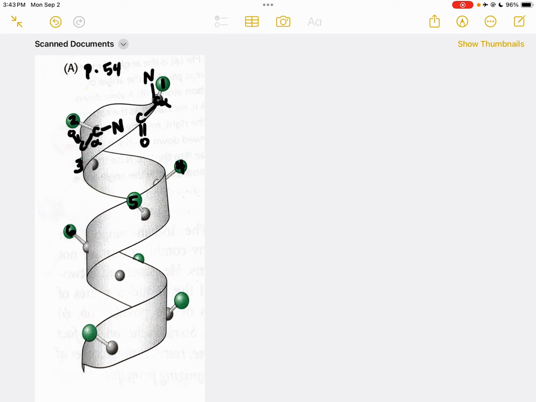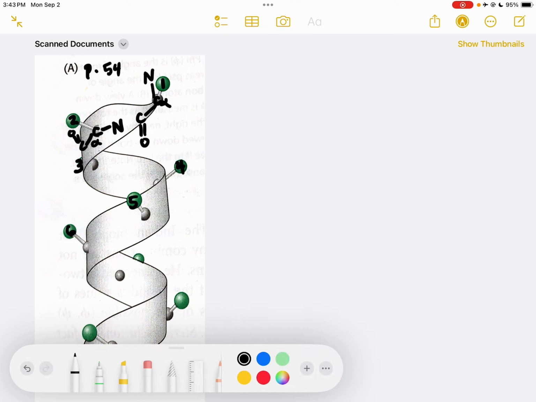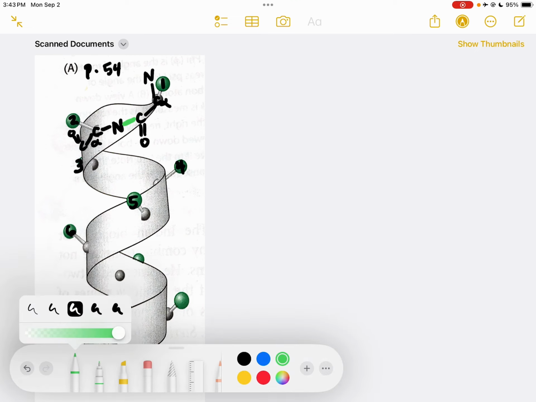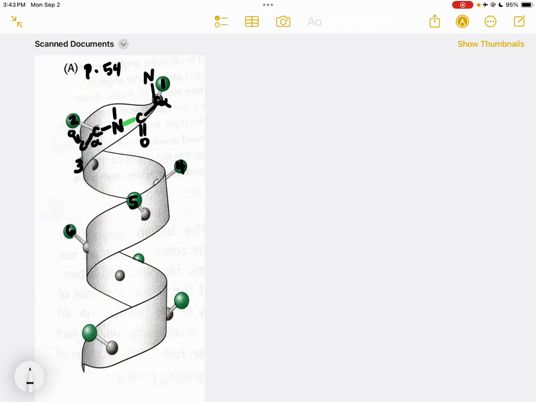Now, how are they joined? They are joined by the peptide bond. I'm going to put the peptide bond in green. So here's a green peptide bond. And you know that that nitrogen also has a hydrogen on it. Now the hydrogen is trans to the C double bond O. And why do I say trans? It looks trans.